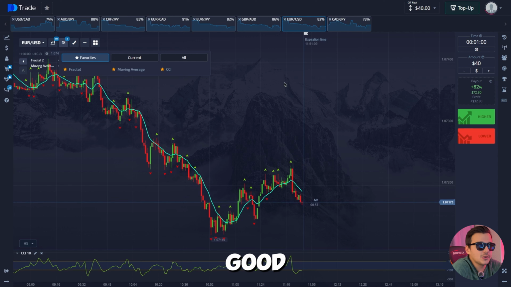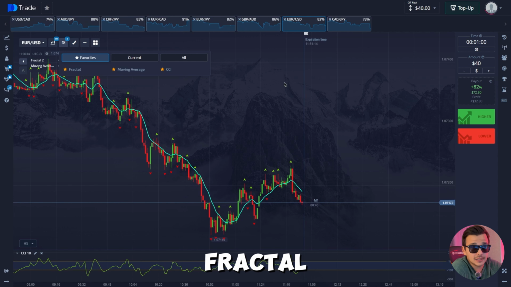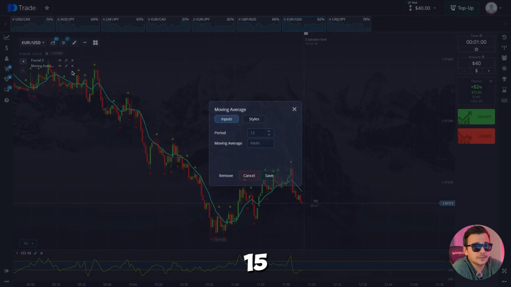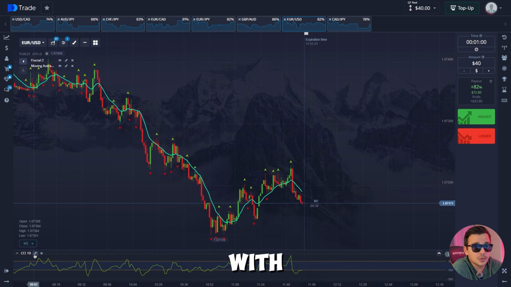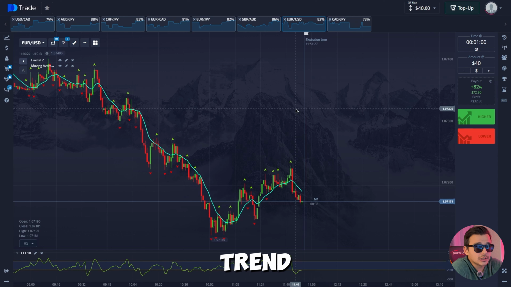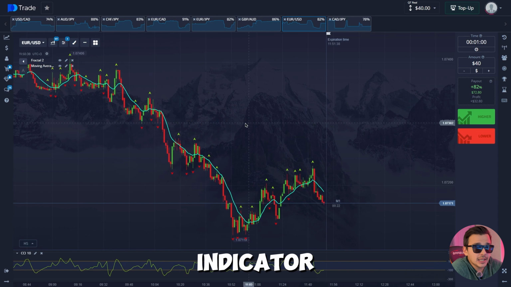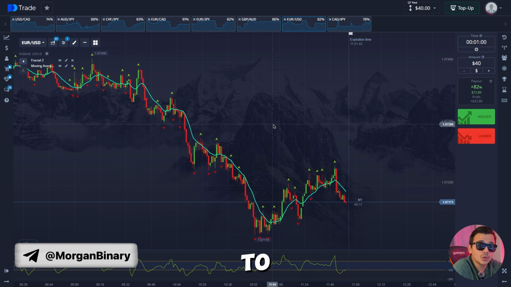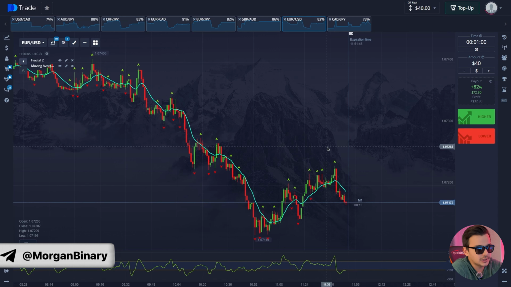Today we have a very good universal strategy with the use of indicators such as Fractal, weighted moving average with a period of 15 and SSI oscillator with a period of 10. We will be able to open trade in the direction of the trend or against the direction of the trend using this universal strategy. The main thing is to use it correctly. These indicators you see before your eyes. As I trade, you will understand how to work with this strategy.